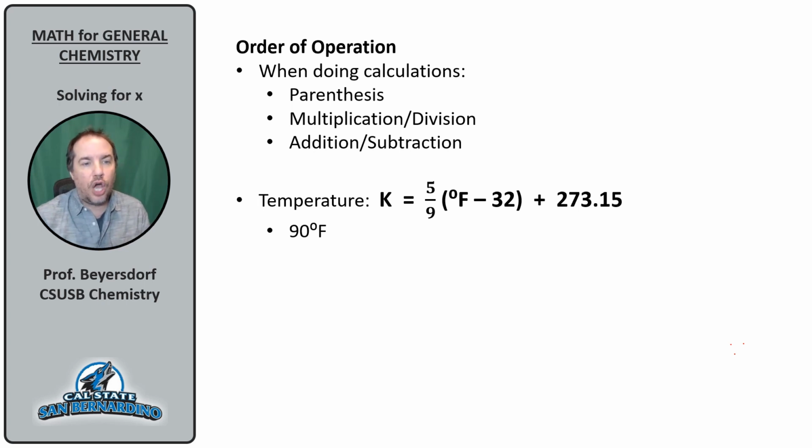So let's say I had this. This is how we convert from degrees Fahrenheit, which is the temperature system we use here in the United States, to Kelvin, which is what we use in a lot of scientific experiments. This is the calculation. So let's say it's 90 degrees Fahrenheit. Fairly warm day, not a super hot day, but fairly warm. So I could plug that into this equation.